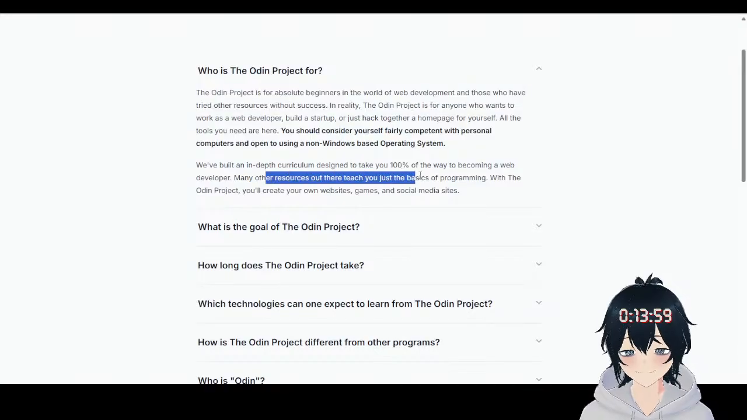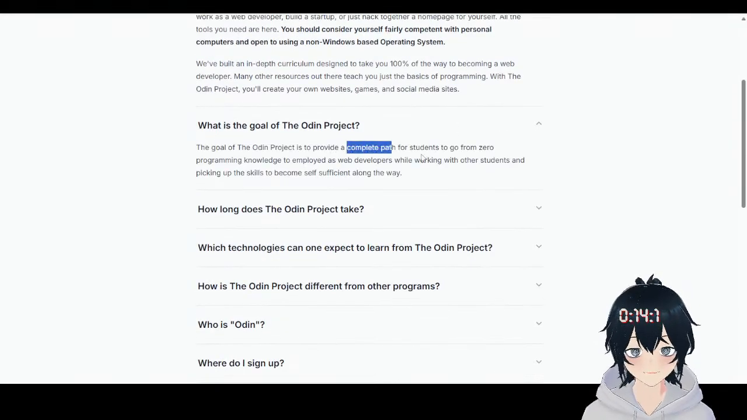Absolute beginners, very nice. A path from zero to employable.